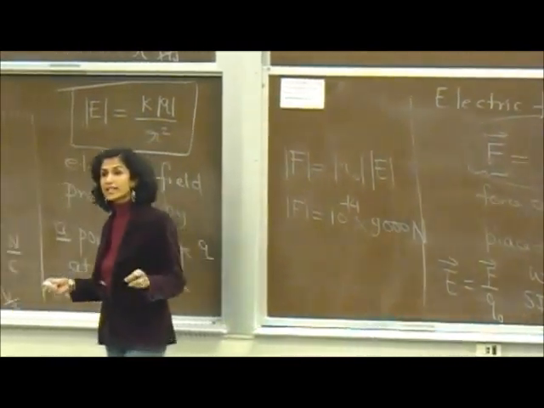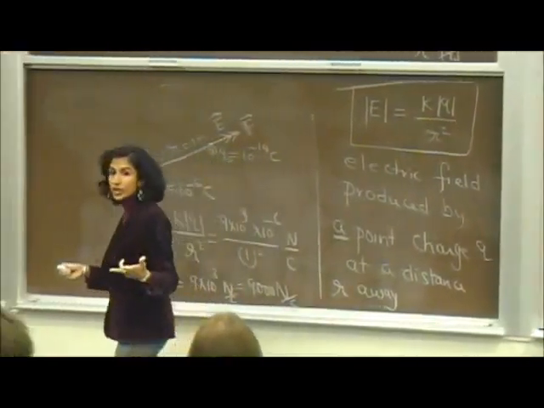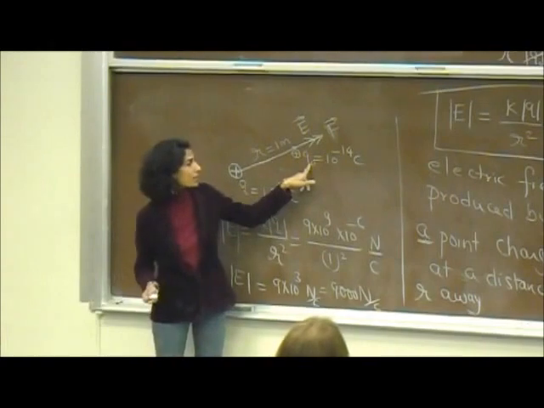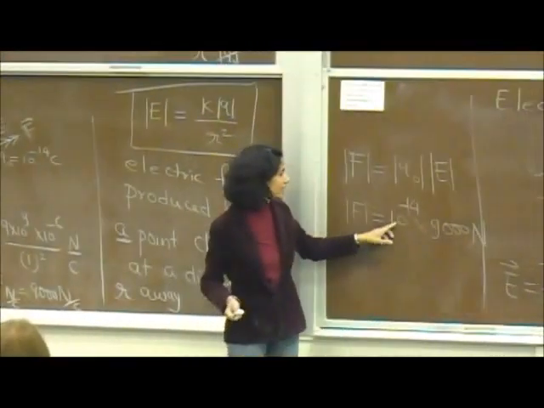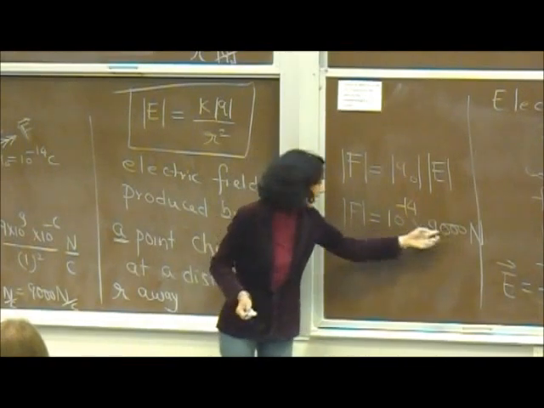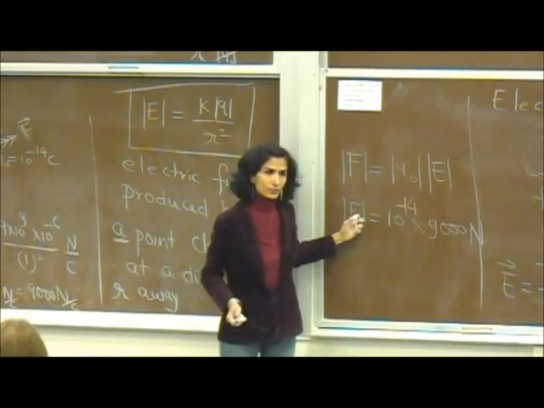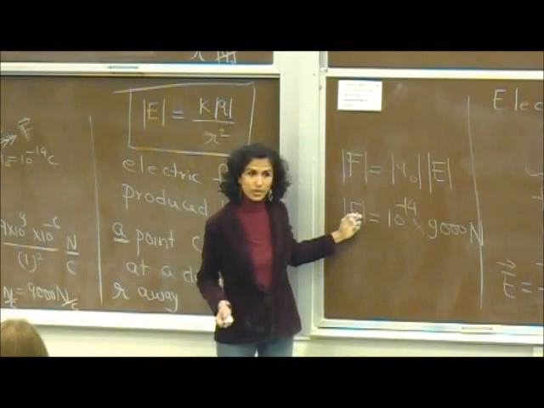And remember the advantage I was telling you earlier with many charges. If you change the test charge to say 3 times 10 to the minus 14 Coulomb, all I have to do is multiply this thing by 3 times 10 to the minus 14 and I will get the force on that charge located at that point, right?